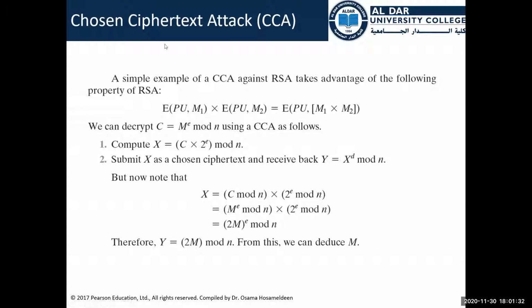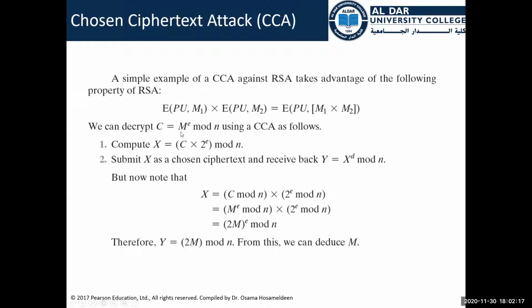One kind of attack on RSA is the chosen ciphertext attack, which is CCA. CCA takes advantage of the following property: the encryption of message M1 using the public key, multiplied by the encryption of message M2 using the public key, is equal to the encryption of M1 multiplied by M2 using the public key. This is the property that attackers use to decrypt the encrypted message.